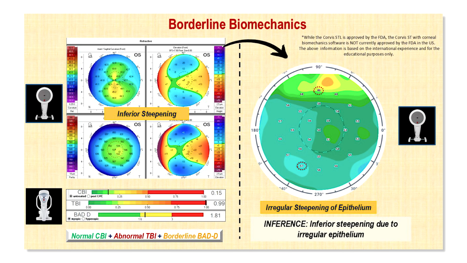Now let's look at this case. This is one of our very favorite cases, and it's not a one-case wonder or just a poster case. You see this every day in the clinic. There's a little bit of inferior steepening present here in the axial map, but it doesn't correlate with the thickness or the anterior and posterior elevation. Then why is this inferior steepening present? Are we looking at a case of early keratoconus?